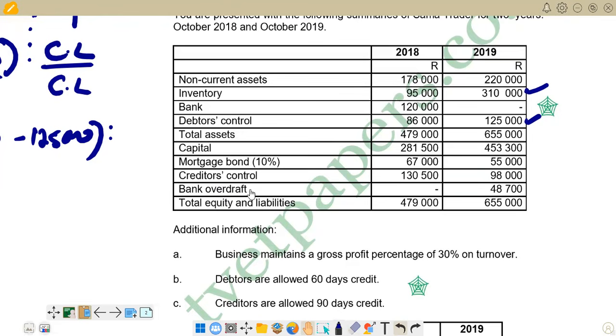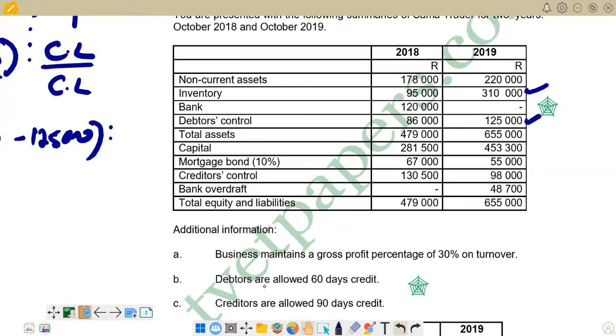Remember, when it's a bank overdraft, we are saying it's a credit balance in the bank account, and on the bank statement, it will be a debit balance. What we are saying is the business has withdrawn more money than what is in the account, so it has a negative balance. So we put it under current liabilities. But if it's positive, we're going to put it under current assets. So we have got 98,000 for creditors control, and then we add 48,700 on the part of current liabilities.